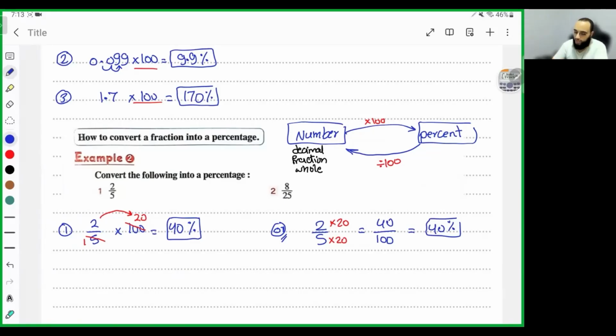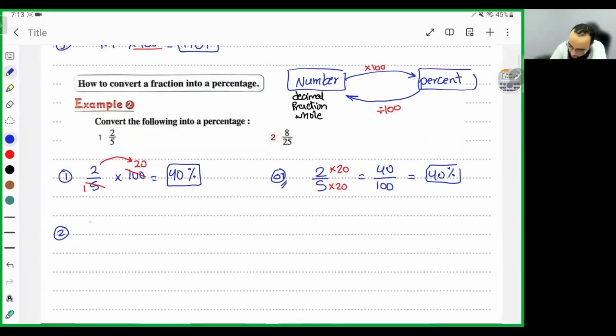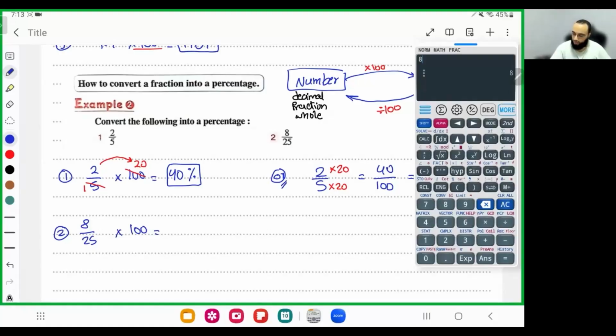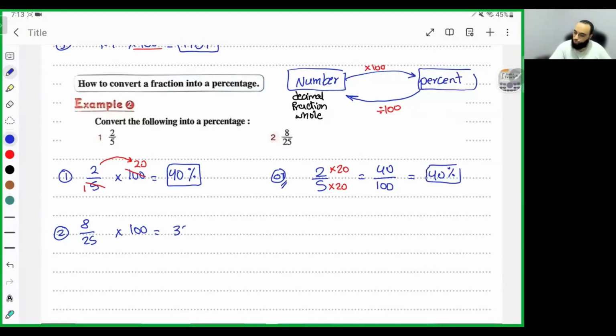One step. We have a fraction which is 8/25, and we're going to convert it into a percentage. How can you do it? Like the previous, we have to multiply by what? 100. Yes, times 100. You can do it with the calculator. 8/25 times 100 equals 32. 32 what? 32%. With your mind, 25 divided by 25 is 1, 100 divided by 25 is 4, 8 times 4, 32.